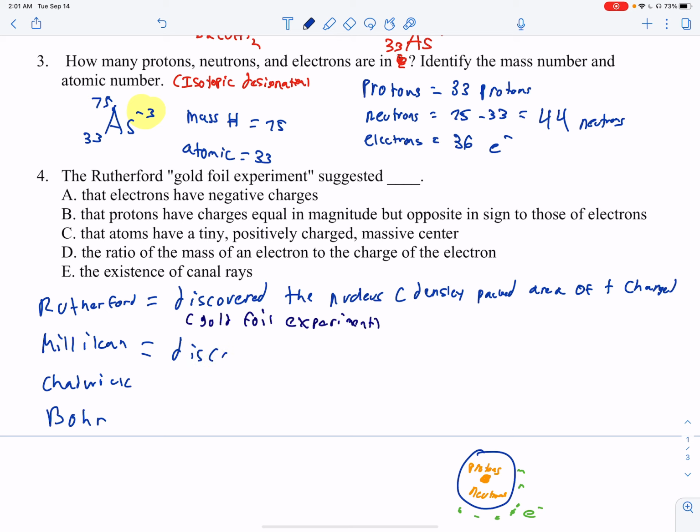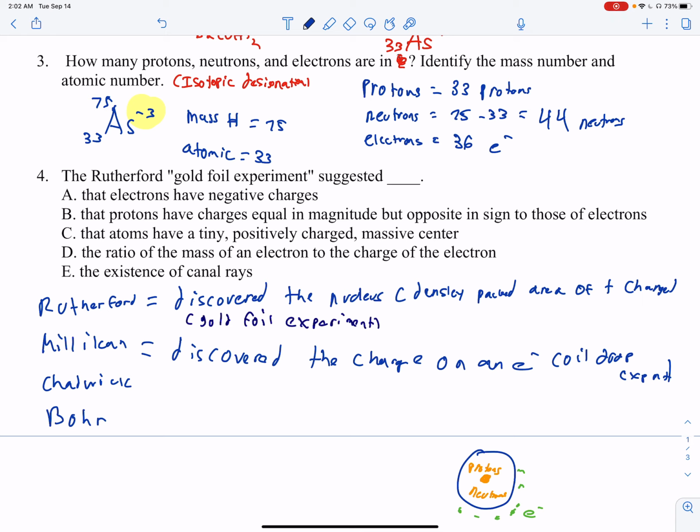Millikan discovered the charge on an electron. We also call this the oil drop experiment. Long story short, he basically used an oil dropping mechanism to drop positively charged particles into an oil, and then realized that they're not always coming out still positively charged. They're coming out with some kind of different net charge, which told him that something funky is going on. There must be something negative in there, and that's how he got to the negative charge of the electron.